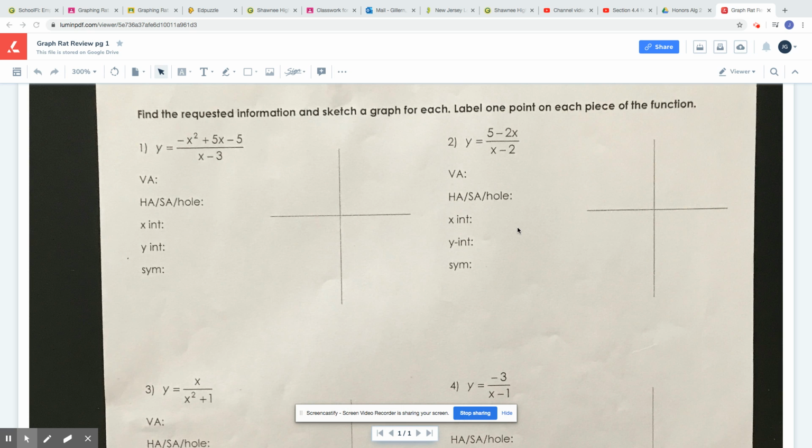Hey guys, I'm going to go over how to do all of these problems. All right, from the homework, remember you only do the odds.